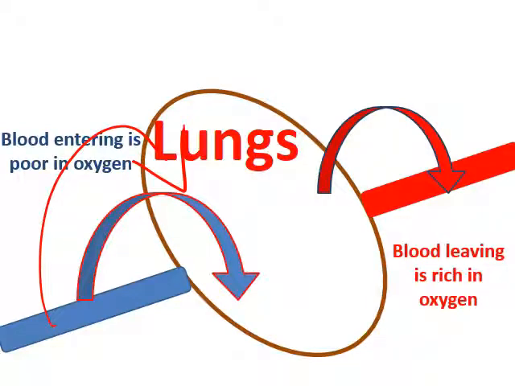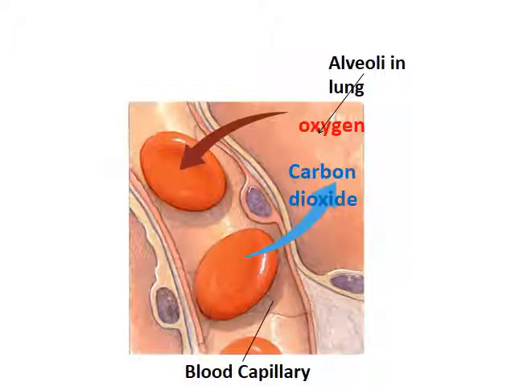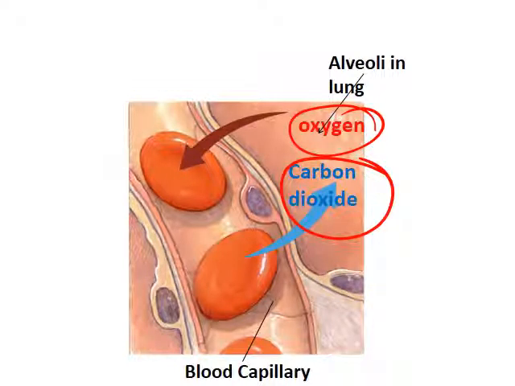The blood leaving is rich in oxygen. This is a figure showing the alveoli in the lungs. Here we have oxygen gas entering and the carbon dioxide leaving outside.